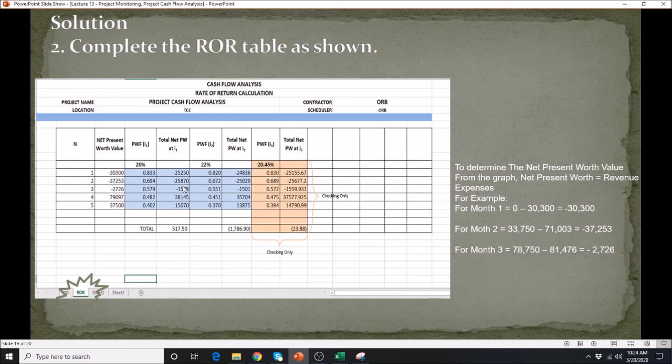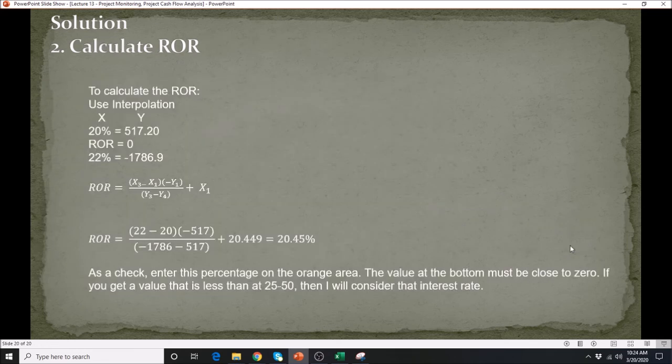Now, in this particular case, you will notice that it fluctuated from this value to this value here. So from a negative value, this is negative, when you add up, this is a negative to a positive value. All right. So I am again going to give you this value and this value here, and you need to calculate how we got this 20.45. We are going to use an interpolation.